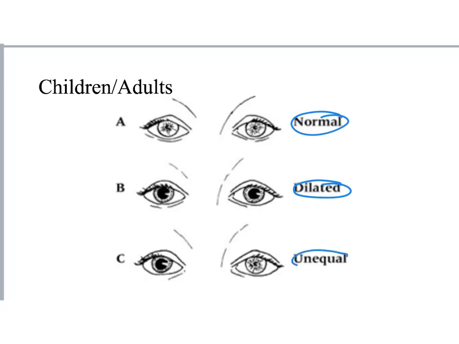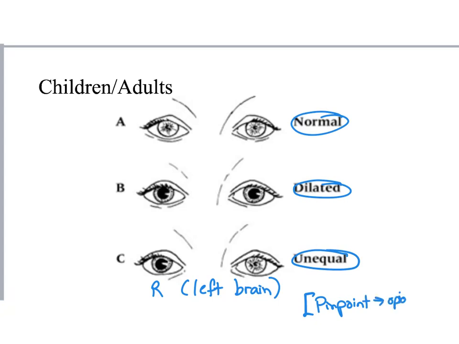If the pupils are unequal, it means there's some kind of increased intracranial pressure just on one side. So this patient's right eye is dilated, so I know that the left brain is affected, because remember, those cranial nerves cross as they pass through the brain. Of course, just a note, if you have pinpoint pupils, that's a sign of opioid overdose. So look out for that too.